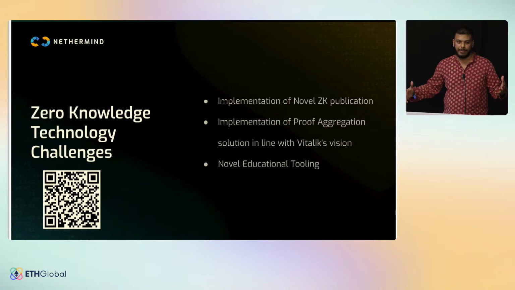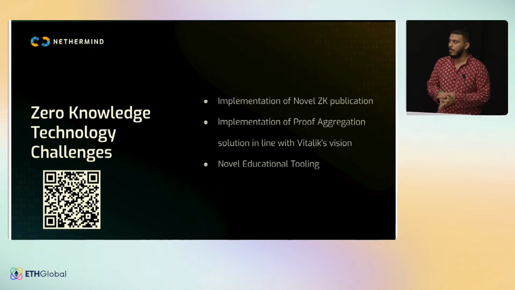Then there's proof aggregation, which is in line with Vitalik's vision of singularity, where everything is just making a ZK proof and everything settles onto Ethereum at one point. But to do that, we need to aggregate proofs from everything. A rollup, my Excel sheet, my smartwatch, everything needs to aggregate a proof, and everything settles on Ethereum. We have some ideas on how to implement proof aggregation. If you have interest in that, come talk to us.